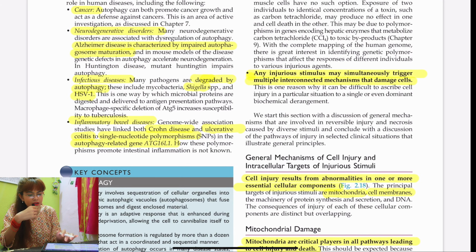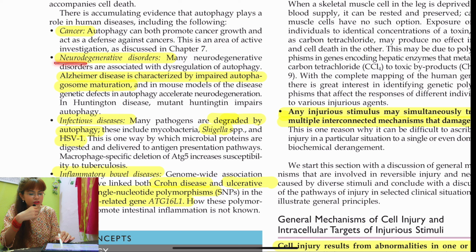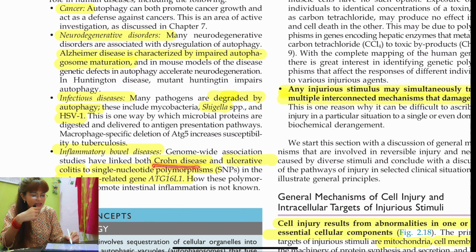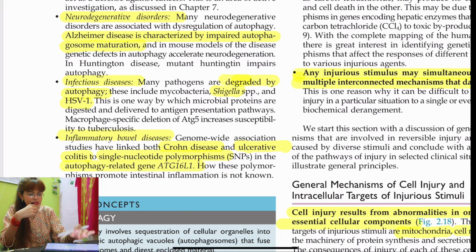So what are the conditions? You can see cancer, and neurodegenerative disorders like Alzheimer's disease, which is characterized by impaired autophagosome maturation. Again, a very important point. Infectious diseases like Shigella, HSV1, and inflammatory bowel diseases like Crohn's disease and ulcerative colitis, where the gene involved is ATG16L1. Again, a very important point. So in these two diseases, this is the autophagy gene which is involved.